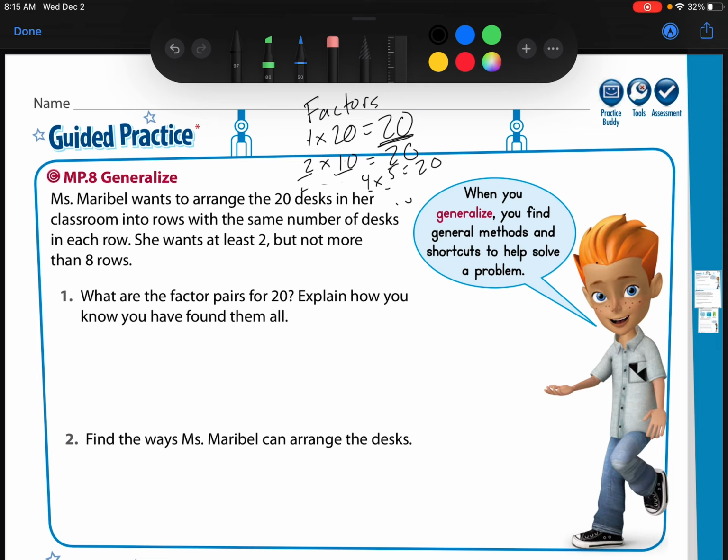Now, how do we know when we get all the factors? Do we just keep going on forever? No, there's a strategy. That's what we're going to use today. It's called repeated reasoning. So let's dive in.